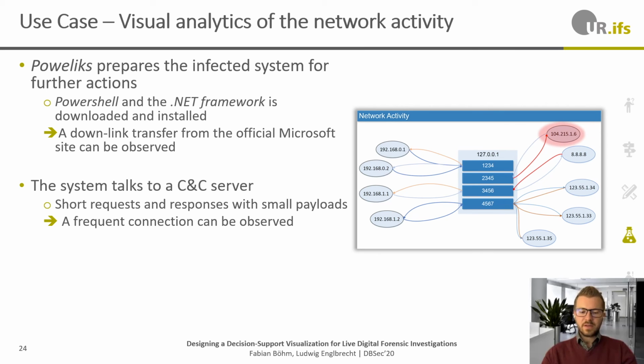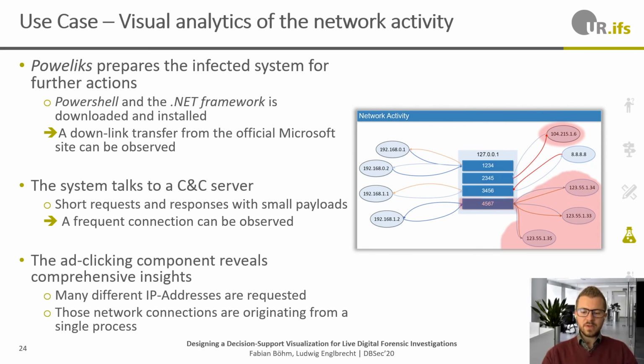Also, the infected PC can talk to a command and control server. There we can see some short requests and responses with small payloads. We can also observe a frequent connection to these IP addresses. But what is more important is the ad-clicking component of Poweliks. We can see many different IP addresses that are requested, and all these connections originate from a single process. This is also indicated at the right-hand side.